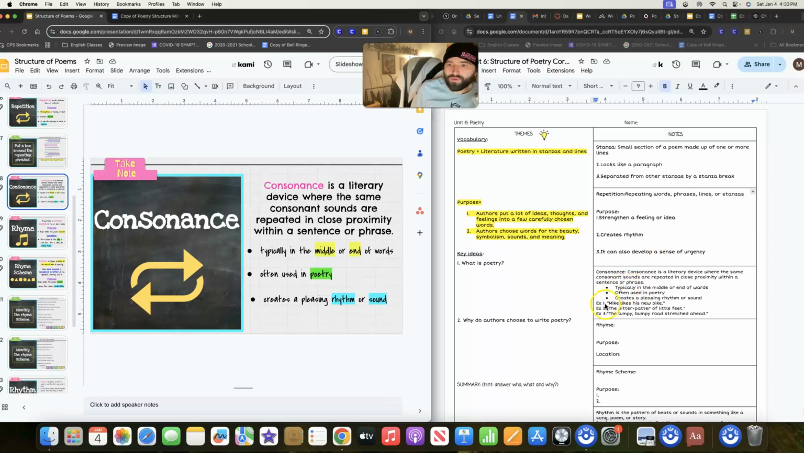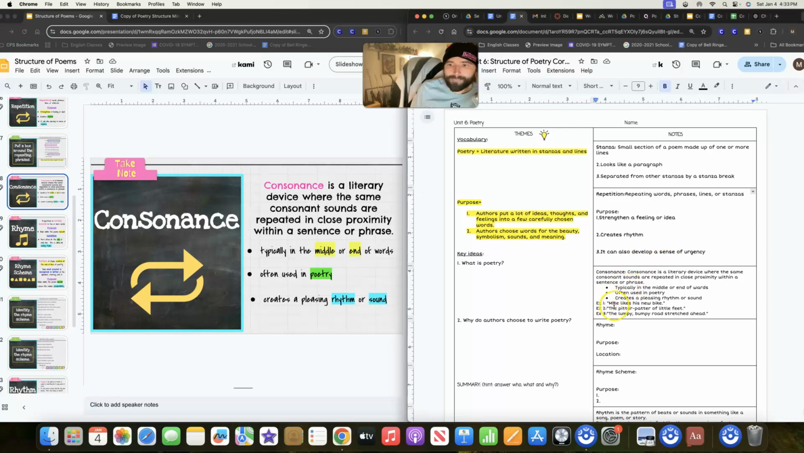And so for example here, I have 3 for you. Mike likes his new bike, right? The k sound. The pitter patter of little feet, the t sound. Notice it's in the middle. And then the lumpy, bumpy road stretched ahead, the mp sound there. Okay, so that is consonance.